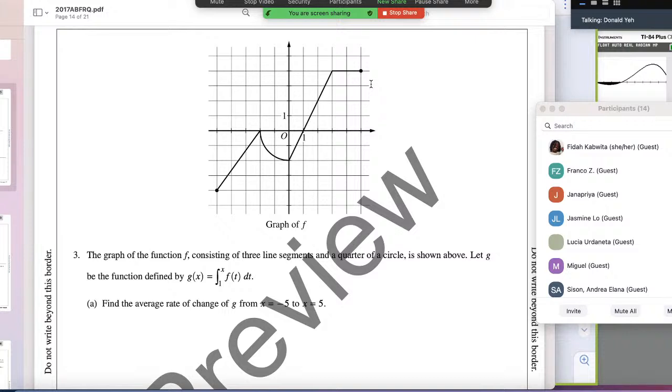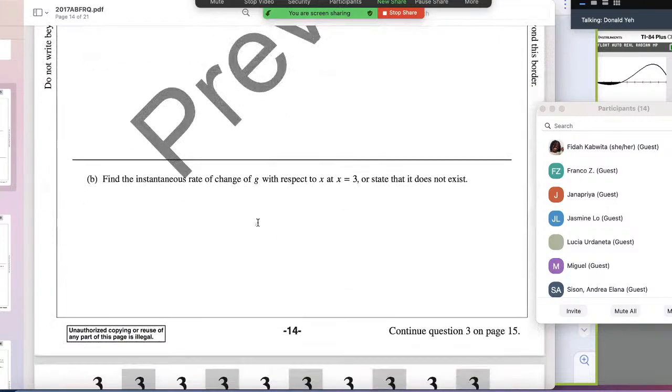You should not include the endpoints. You should not include them, according to the scoring guideline. I didn't include them either. Am I going too fast?